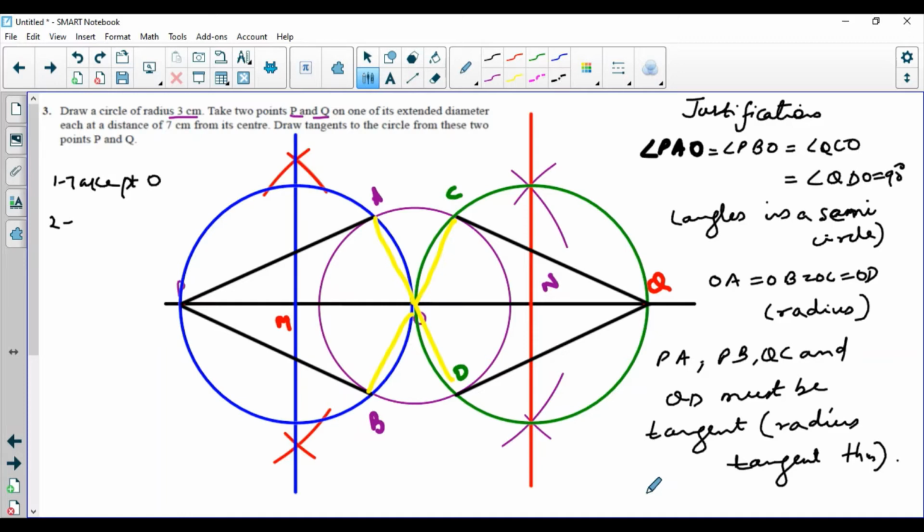Okay, same steps you have to write for the Q also. So for Q, what we will write? Draw perpendicular bisector of OQ. Let the bisector meet OQ at the point N. Taking N as center and NO as radius, draw one more circle. Okay, that circle will meet the original circle at the points C and D. Join QC and QD to get the tangents. So this way we can write the steps of the construction in our own way.